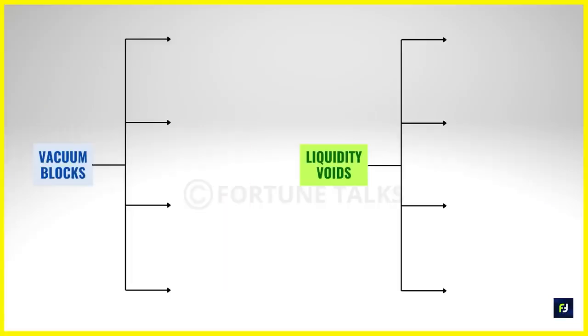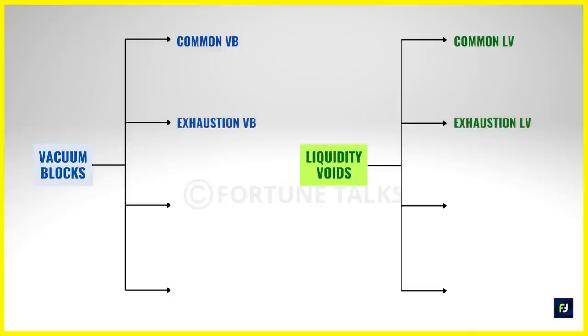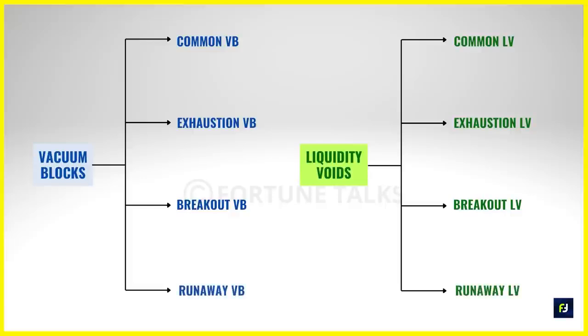Moving on, vacuum blocks and liquidity voids can be classified into four major categories, depending on where they appear on the chart. And of these four, only two tend to get filled quickly. The others take some time to fill up. These include common liquidity voids and common vacuum blocks, exhaustion liquidity voids and exhaustion vacuum blocks, breakout liquidity voids and breakout vacuum blocks, and finally, we have runaway liquidity voids and runaway vacuum blocks. Let's briefly look into each one of them.